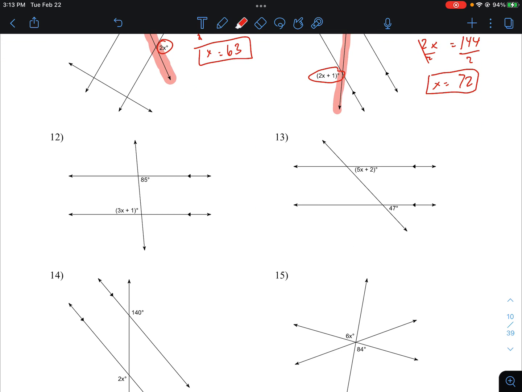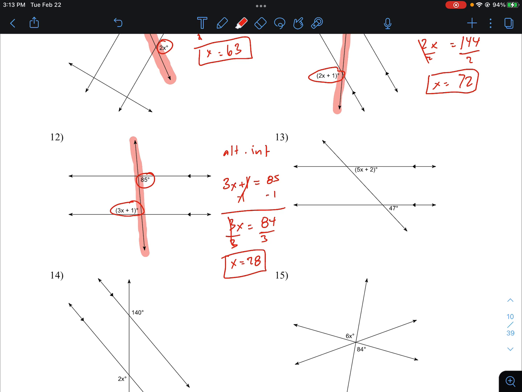All right, our transversal is right here. We have two angles on the inside, and they're on opposite sides of the transversal. They are alternate interior, which means they're equal or congruent. So 3x plus 1 is equal to 85. Now we solve this. Subtract 1 from both sides. 3x is going to equal 84. And now we divide by 3. 84 divided by 3. I don't know what that is off the top of my head. Let's see, 84 divided by 3. That is 28. So x equals 28.